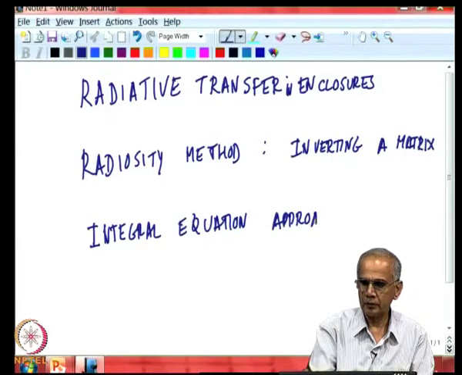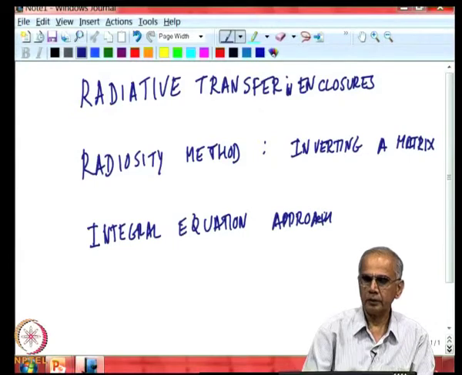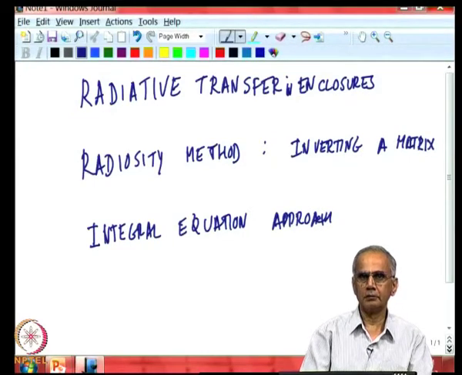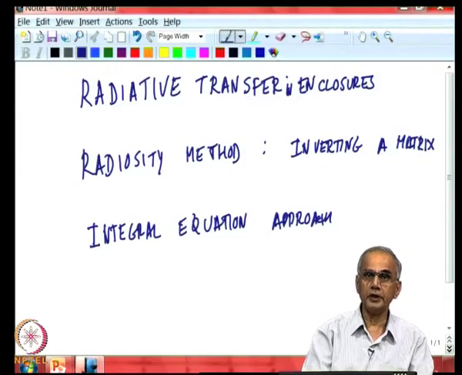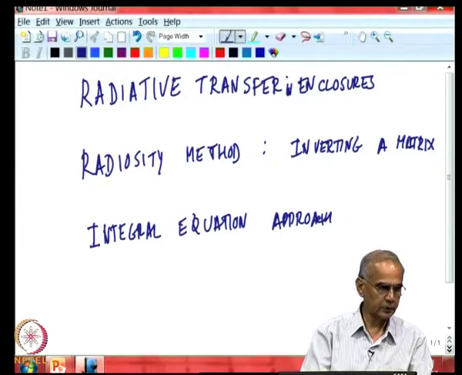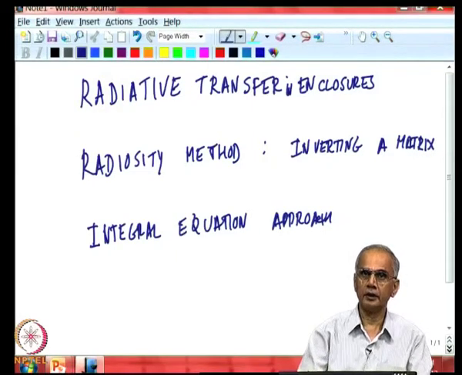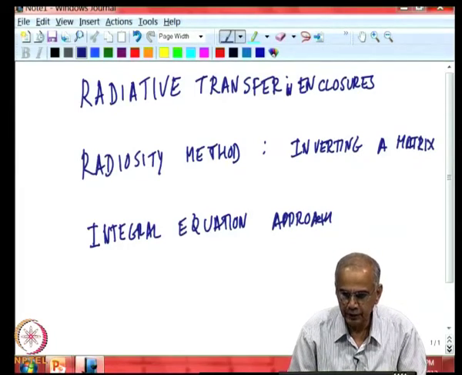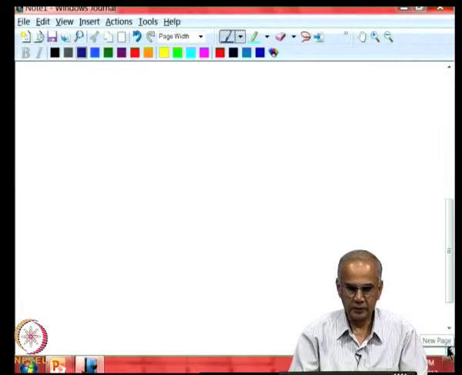Now, this method is now not so popular because it is somewhat more tedious than the matrix method, but I would like to introduce the method because when we later go to study of gas radiation, we have to solve integral equations. So, it is good to get an exposure to the way of solving integral equations through a simpler example. So, in this example, we will first set up the problem.